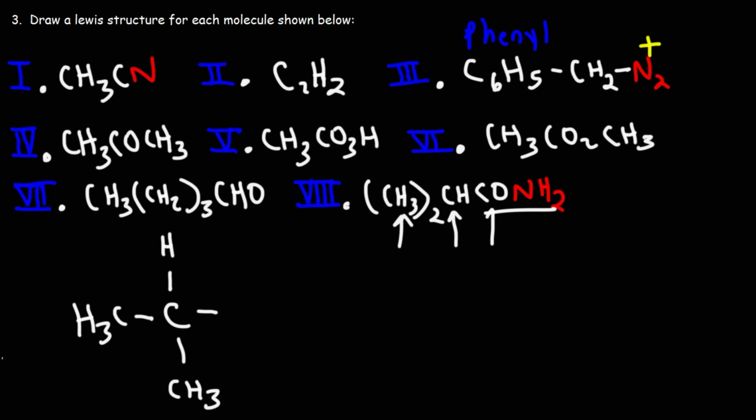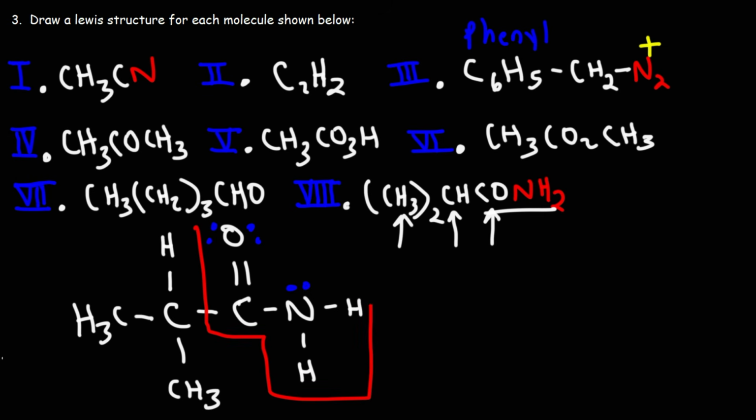Next, we can move on to this carbon atom, which has an oxygen and an NH2 group. We can't connect it like this because carbon won't have 4 bonds. So we need a carbonyl carbon and then the NH2 group. When nitrogen has 3 bonds, it's going to have 1 lone pair. When oxygen has 2 bonds, it will have 2 lone pairs. So this represents our amide functional group.